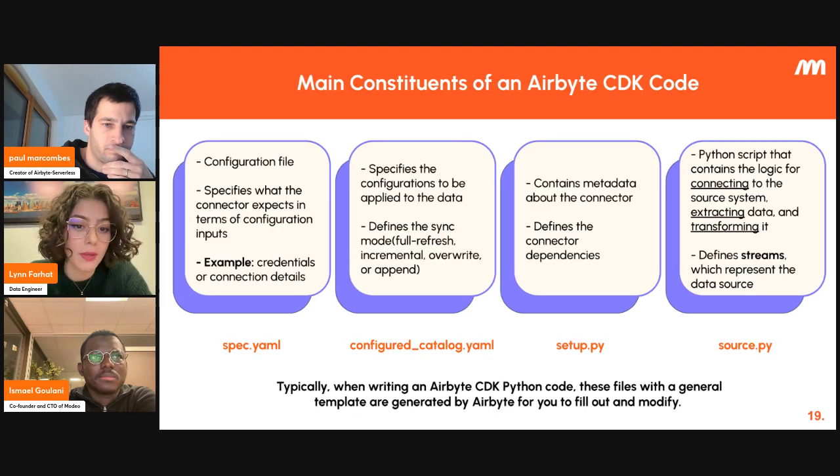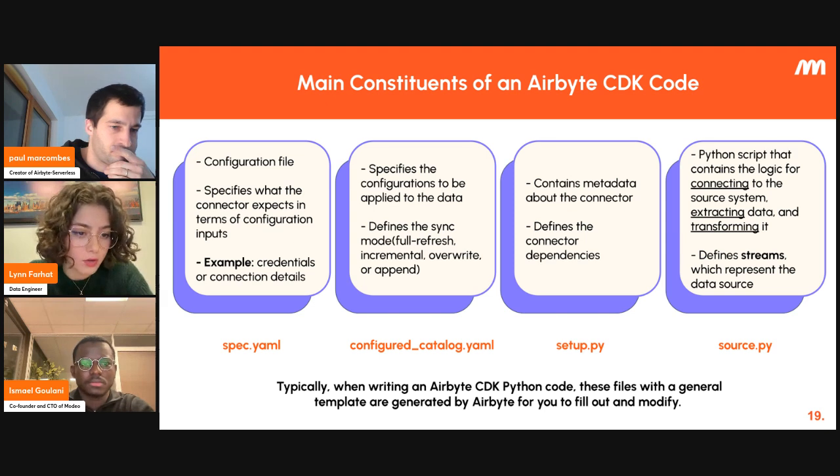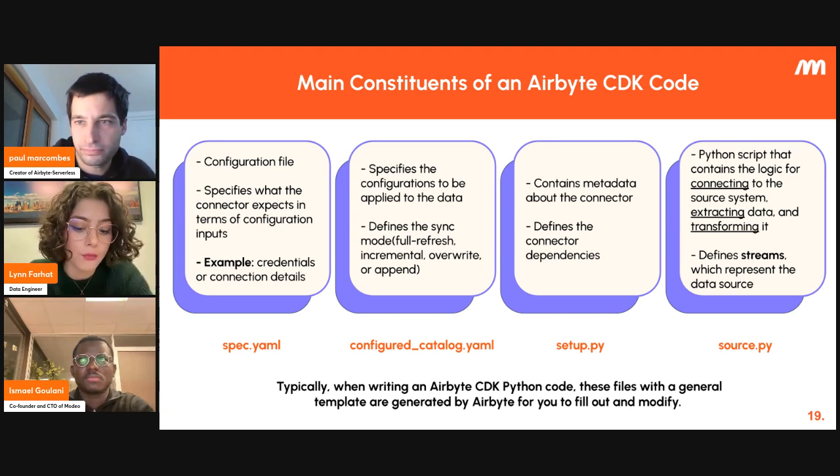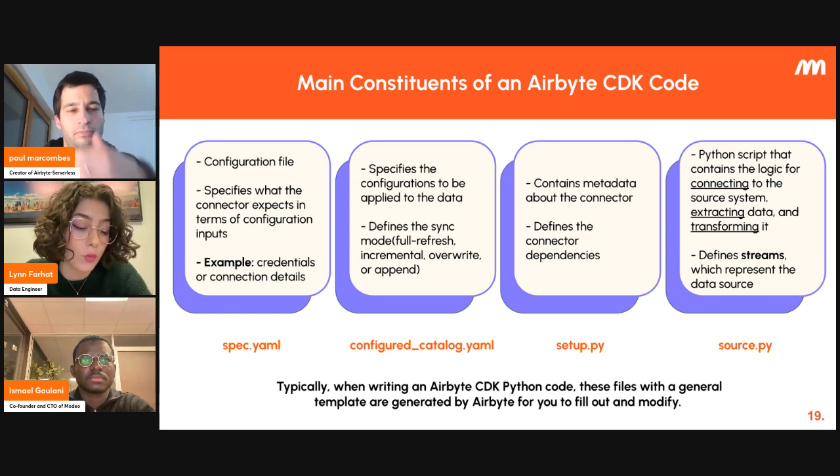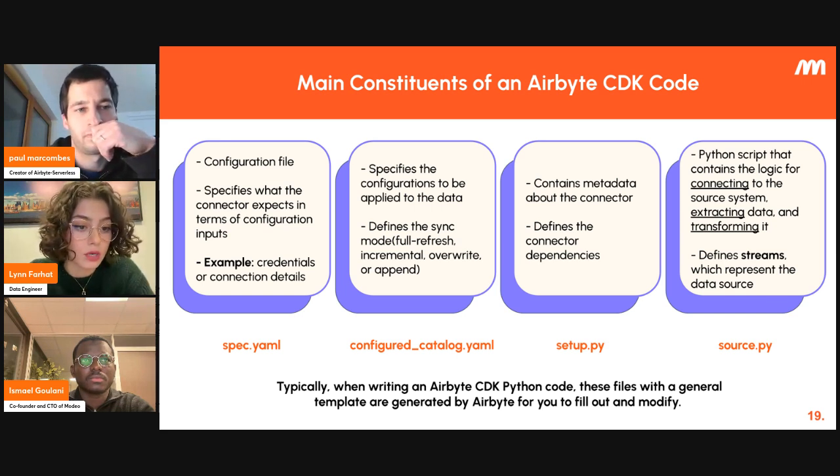So this brings us to the main constituents of an Airbyte CDK code, which are based on the 4 steps mentioned before. There are obviously many other files, but these are the main files that allow for the functioning of a good Airbyte source code. The first one is the spec.yaml, and this is the configuration file. It structures which inputs you would like to give to your source connector. It could be credentials, a token, or any sort of input that your source expects.